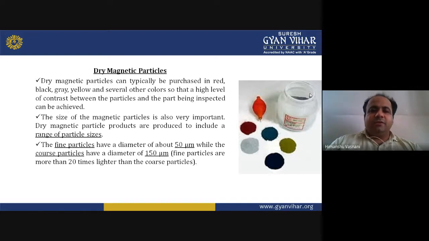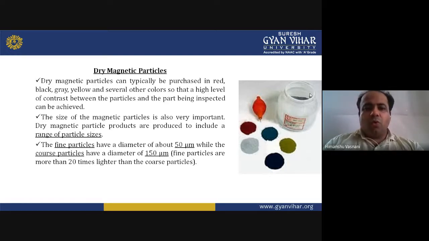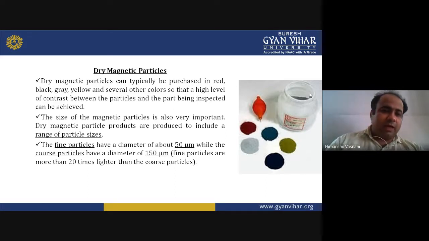The size of the magnetic particles is also very important. Dry magnetic particle products are produced to include a range of particle sizes. The fine particles are about 50 micrometers, while the coarse particles have a diameter of about 150 micrometers. The fine particles are more than 20 times lighter than the coarse particles. The particles also differ based upon their applications, so the size varies.